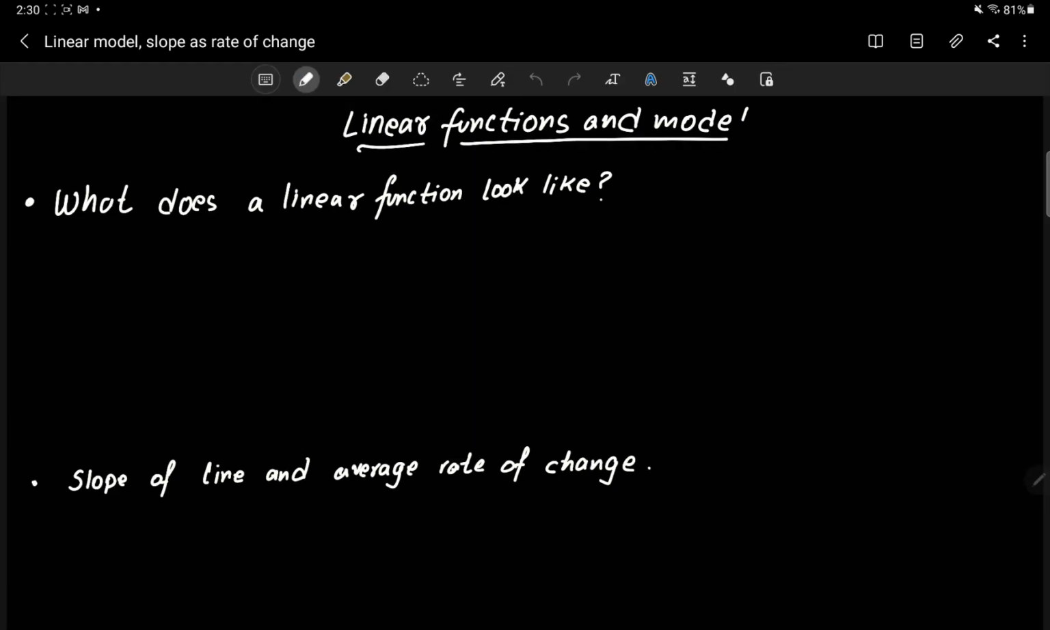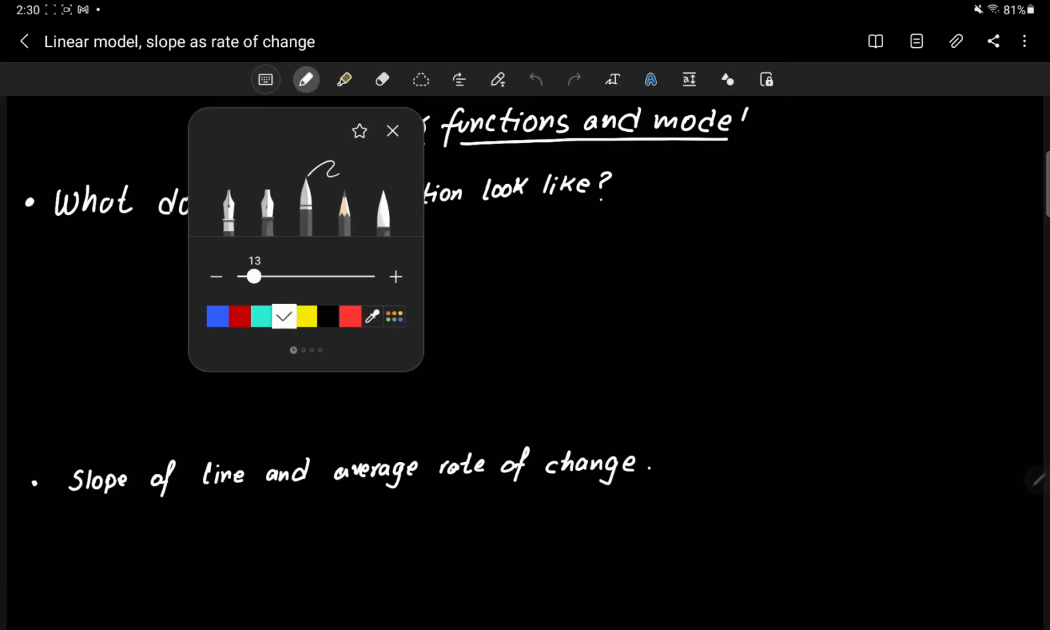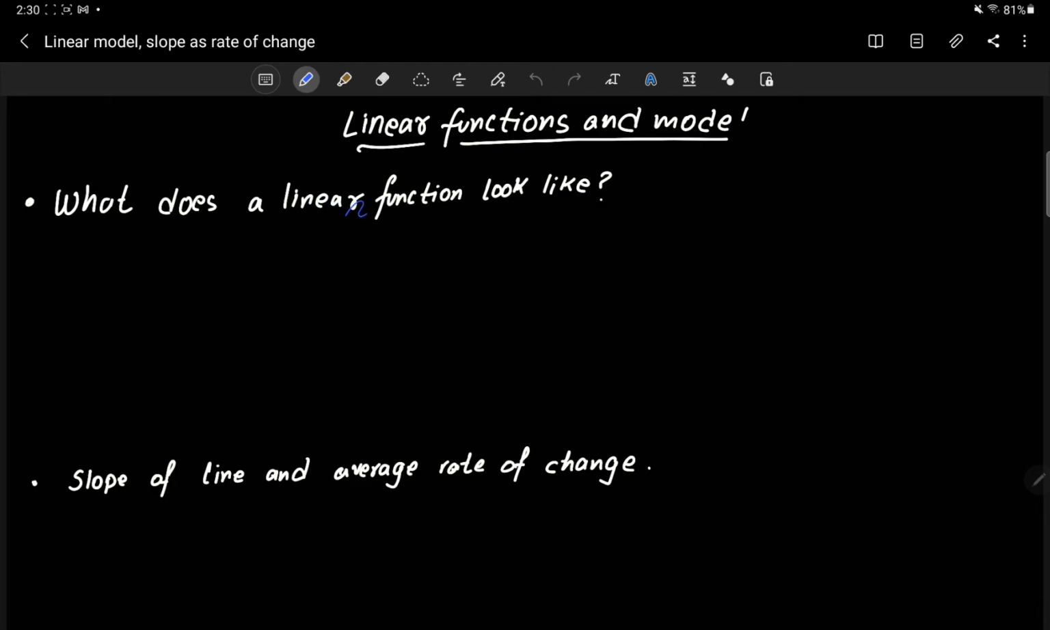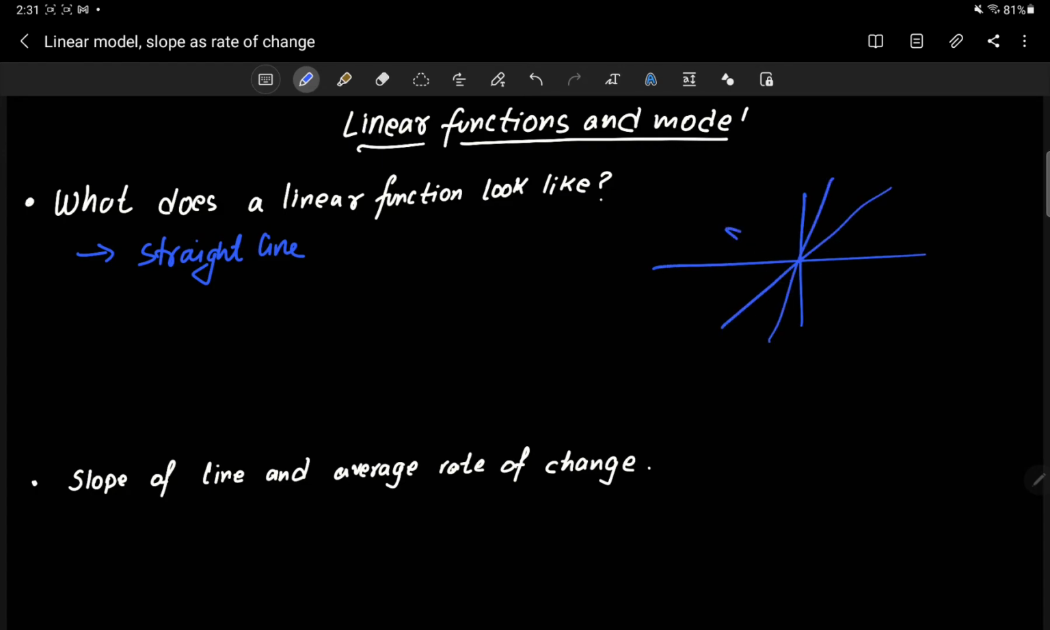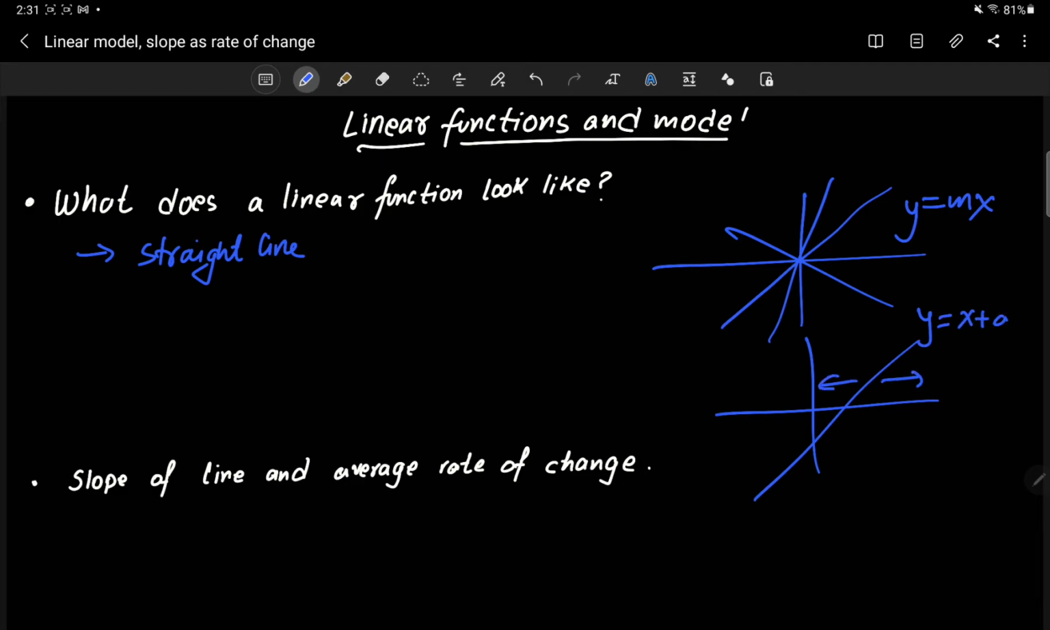And a linear model comes out of a linear function. And what does a linear function look like? It looks like a straight line, which means that if you plot it, it looks like a straight line. So any function in the family that goes around the origin, y equals mx for different values of m, or y equals x plus a for different values of a as it moves left and right, those are all linear functions.